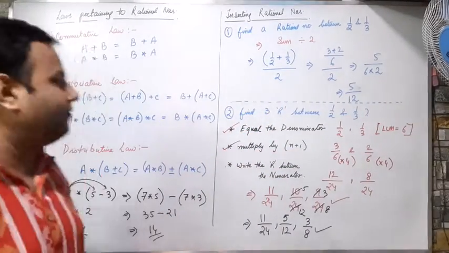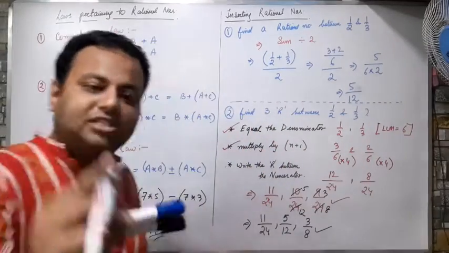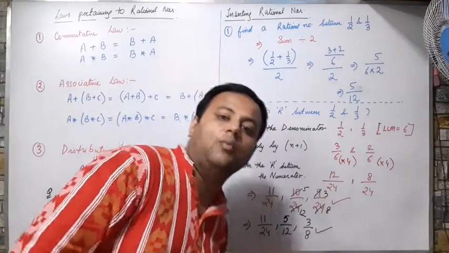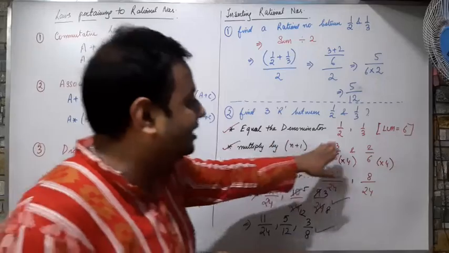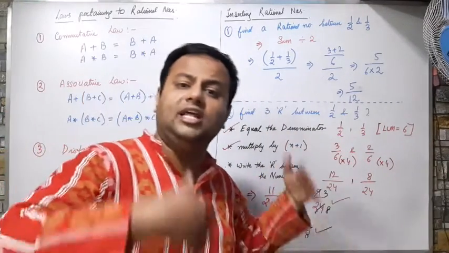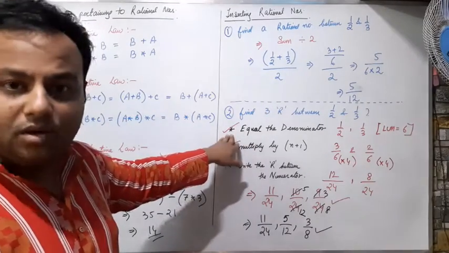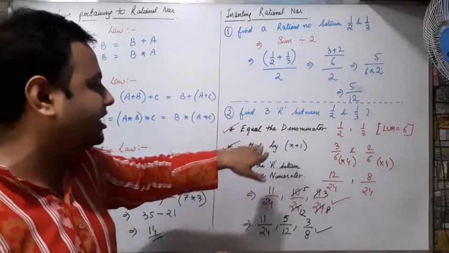So whenever you have to calculate the rational numbers between two given numbers, the first step is that you will find the equal denominator of both. You will equalize the denominator. Maybe in the question it is given that the denominators are already equal, so you don't have to do this step. If the denominators are already equal, you can directly jump to the next one.